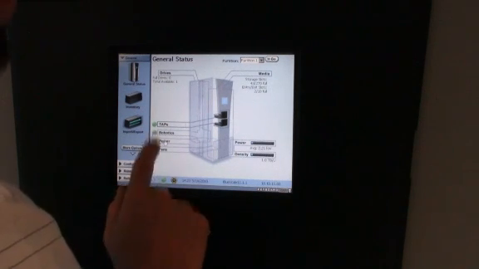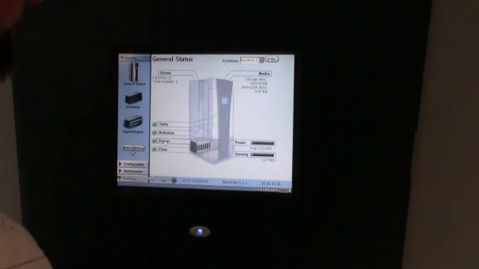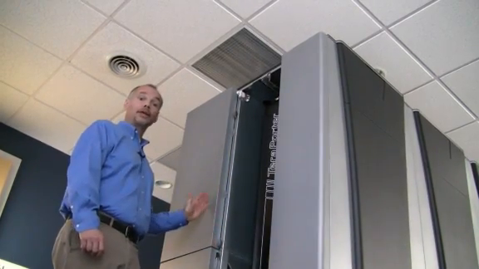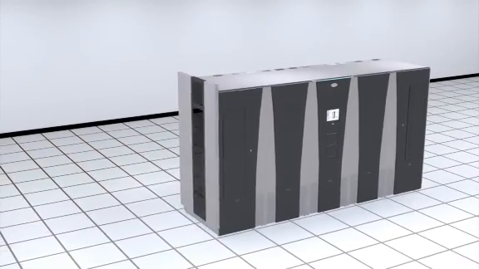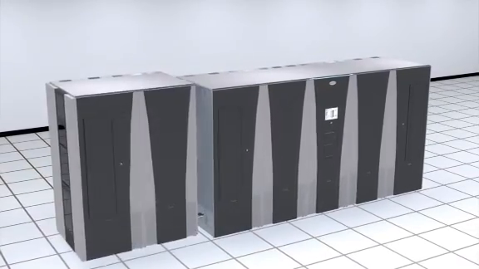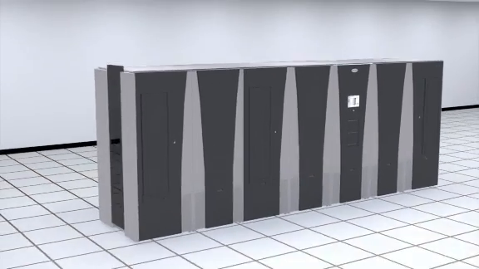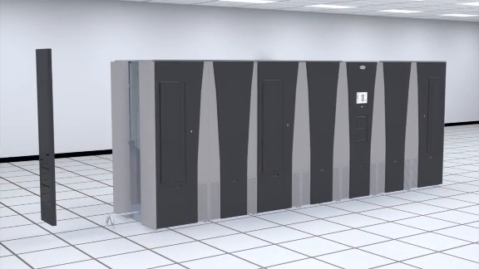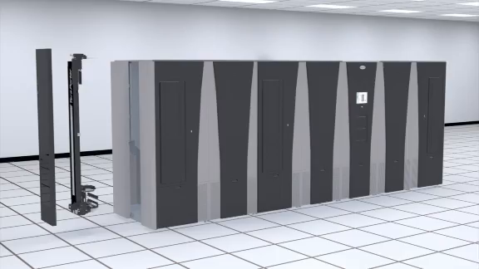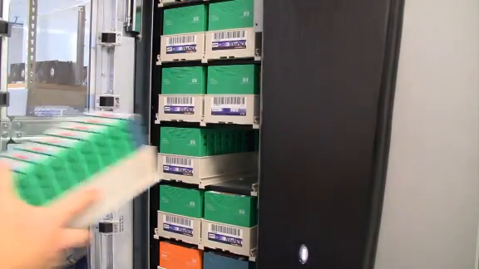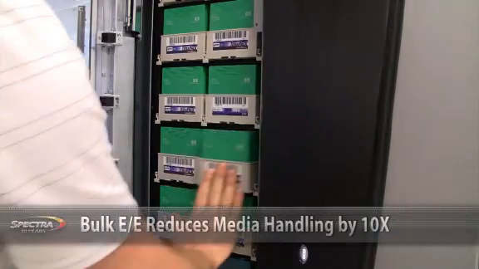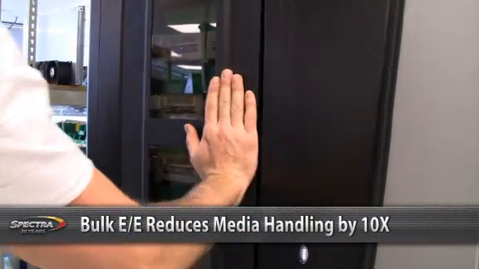But that's not the end of t-finity's zero downtime philosophy. Service frames are strategically placed on both ends of the t-finity. These service frames enable the addition of media storage frames without having to power down the library. It also allows for replacement of robotic assemblies during operation. Additionally, the service bays offer bulk media entry-exit capability that reduces media handling by a factor of 10x.